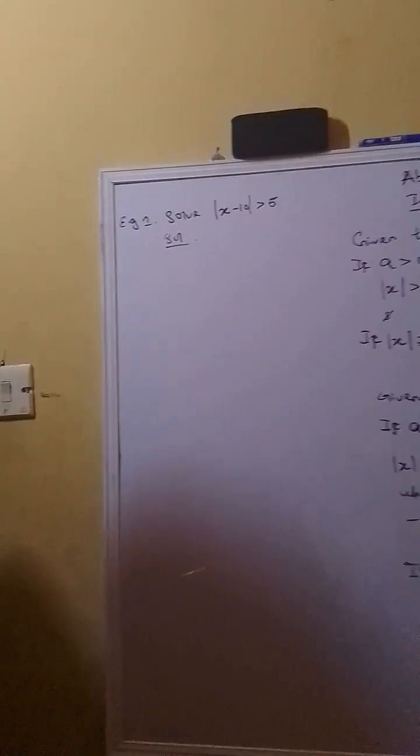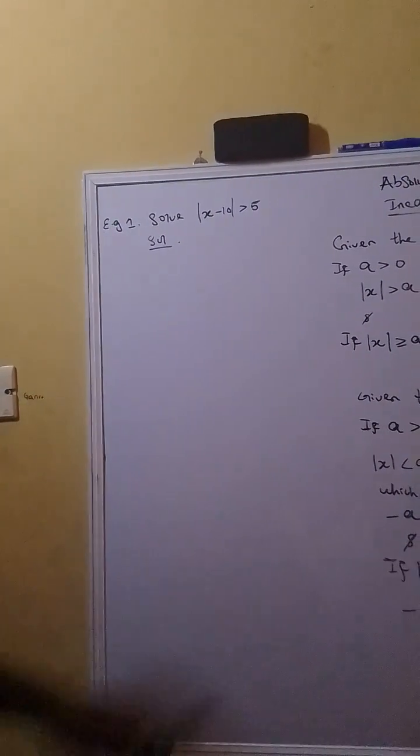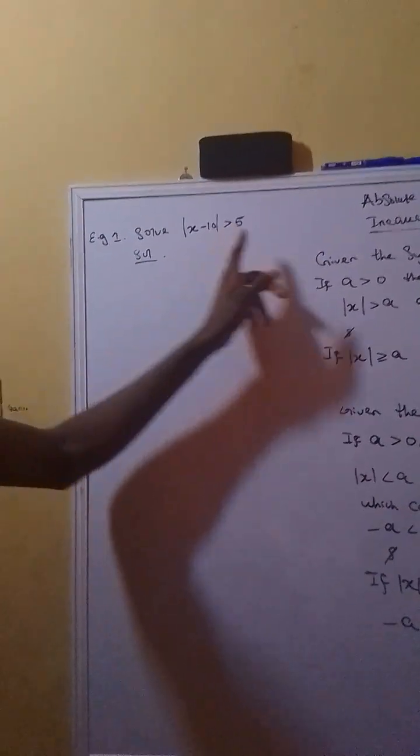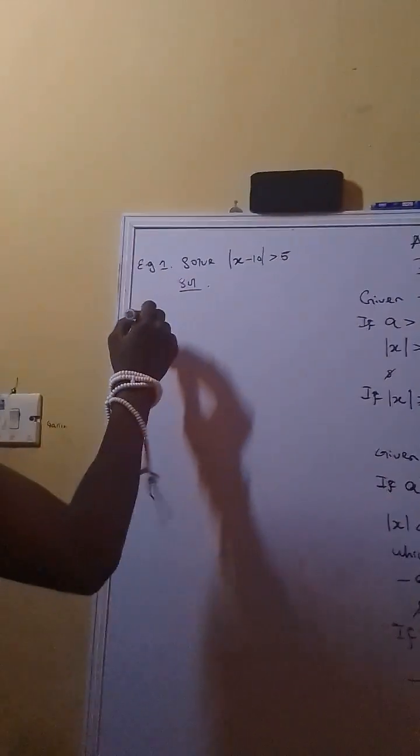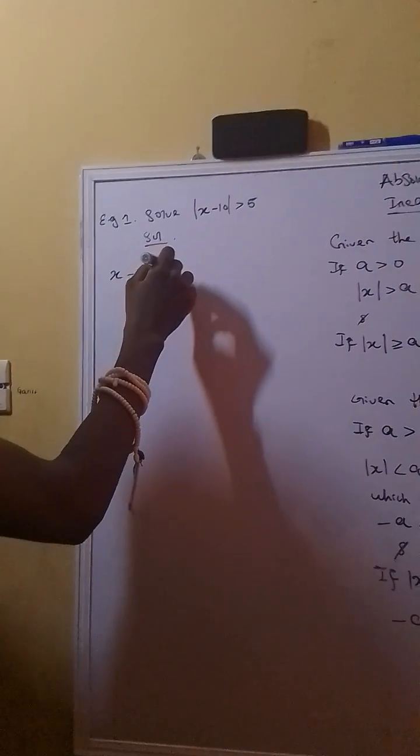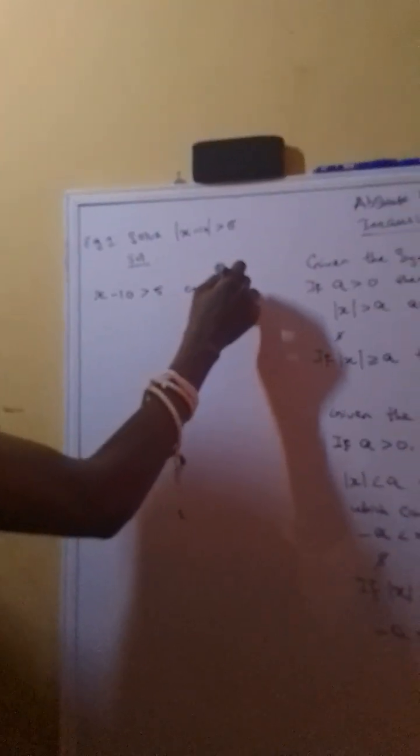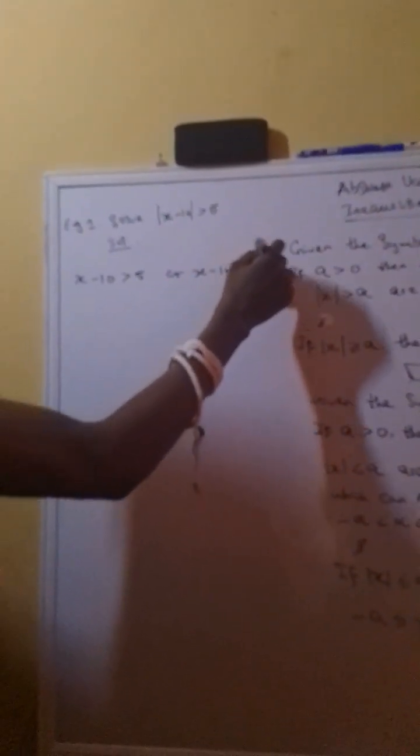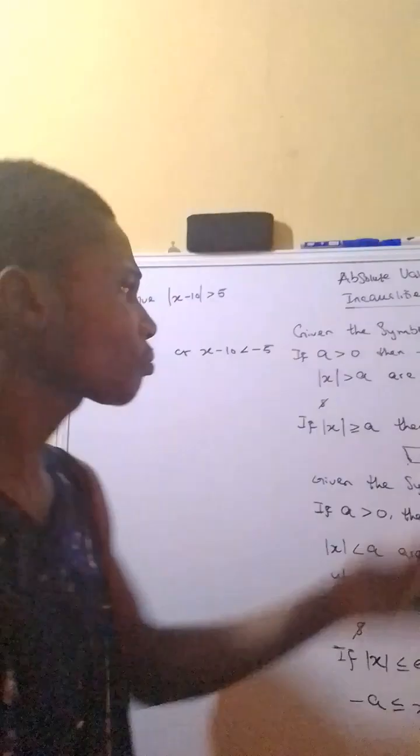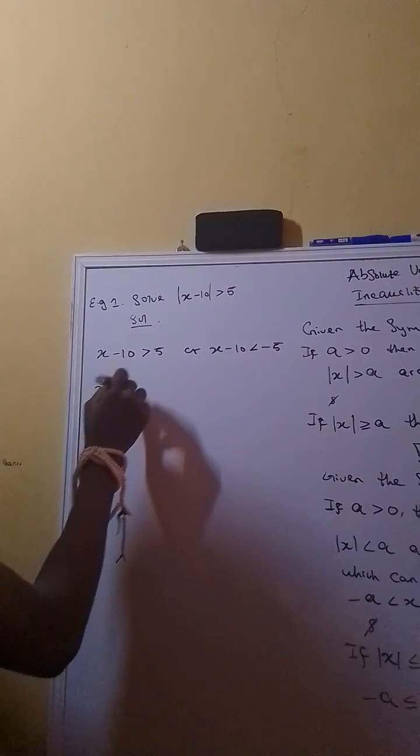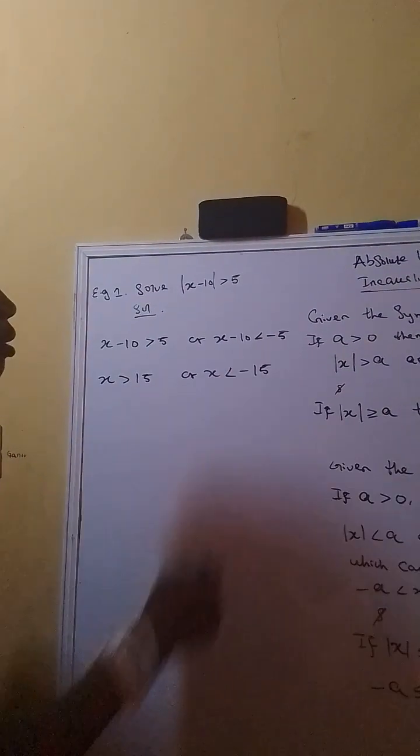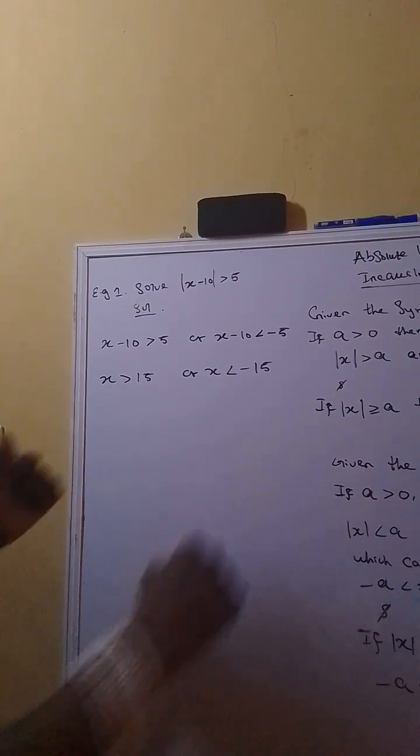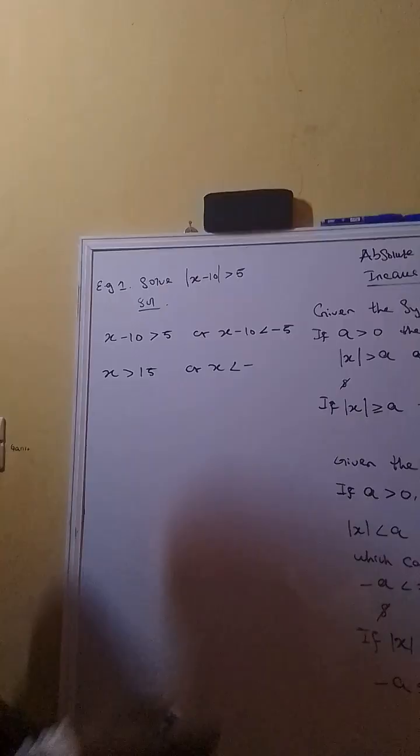But let's talk about a particular example. If the absolute value of x minus 10 is greater than 5, I told you guys that this is greater than a or less than minus a. So for the first case, your x minus 10 will be greater than 5, or your x minus 10 would be less than minus 5. We are obeying the rules here. Then automatically x would be greater than 15, or x would be less than 5.